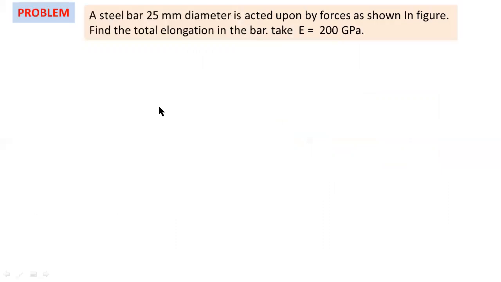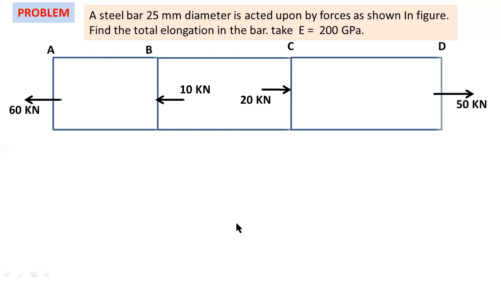Now I am going to explain with problems. The problem is: a steel bar 25 mm diameter is acted upon by forces as shown in the figure. Find the total elongation in the bar. Take Young's modulus, capital E, equal to 200 GPa, 200 gigapascal. Okay, this is the problem. Here the diagram is given.